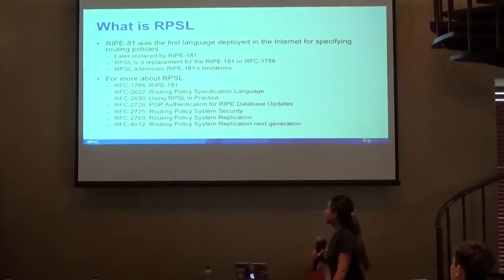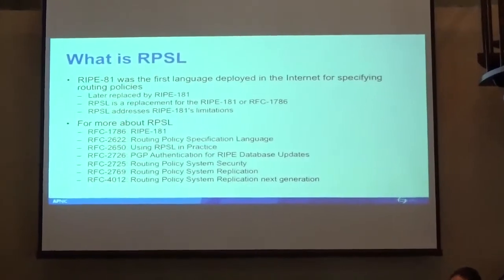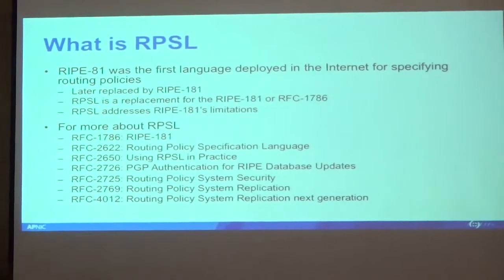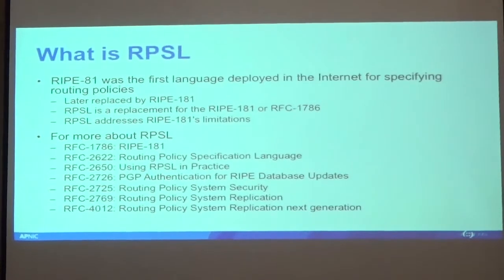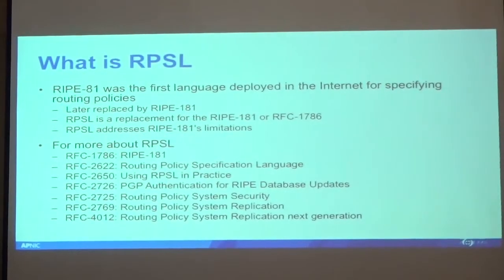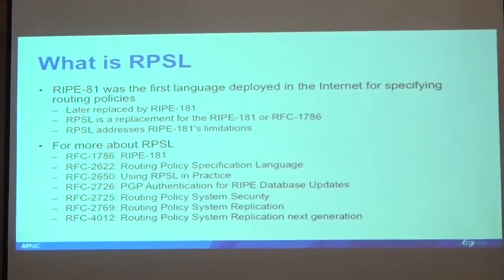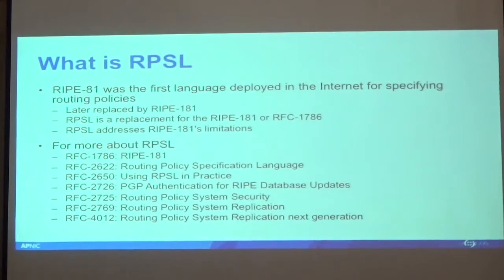Let's look at some examples in a while. But very quickly, RPSL is actually a replacement of RIPE81. RIPE81 is a previous language that was used for this particular purpose, and then later on, RIPE181. But as we can see, there were limitations. There are policies that cannot be implemented using RIPE81 and RIPE181. That's why we have RPSL.